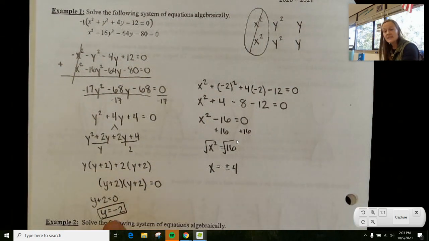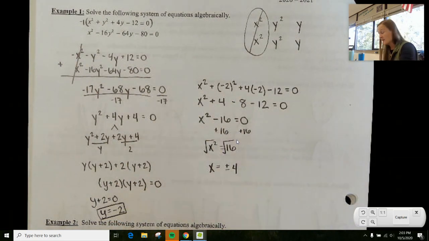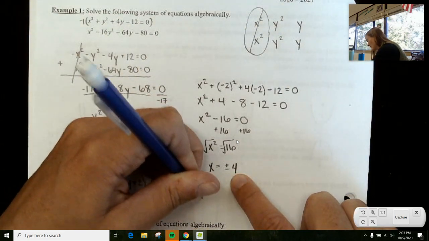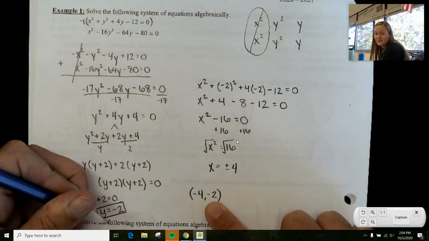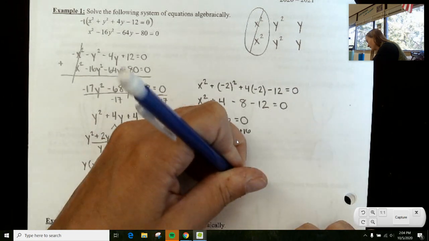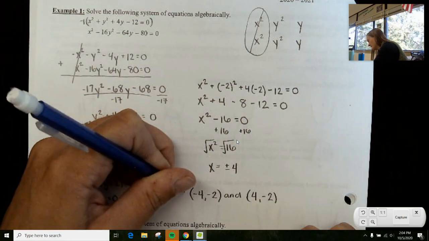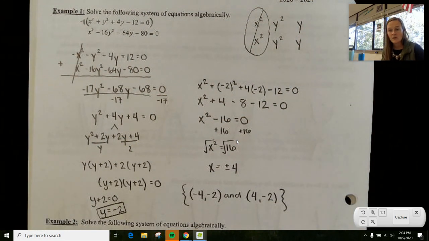So when I plugged in y equals negative 2, I got two answers. So that means my solutions are negative 4, comma negative 2. Remember, negative 2 is the y. Negative 4, comma negative 2. And positive 4, comma negative 2.